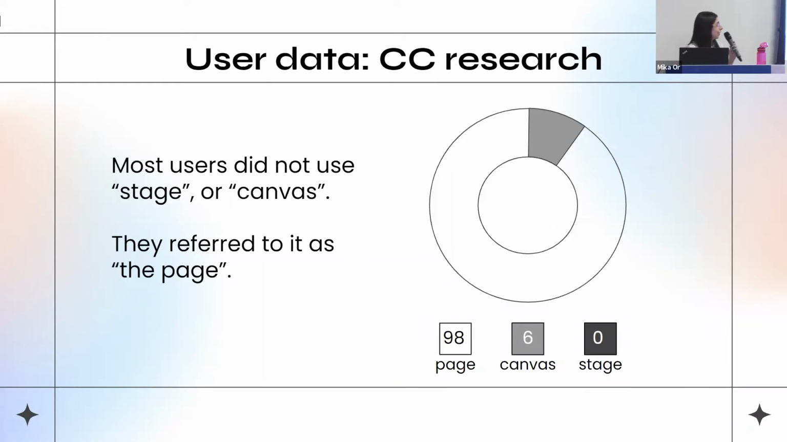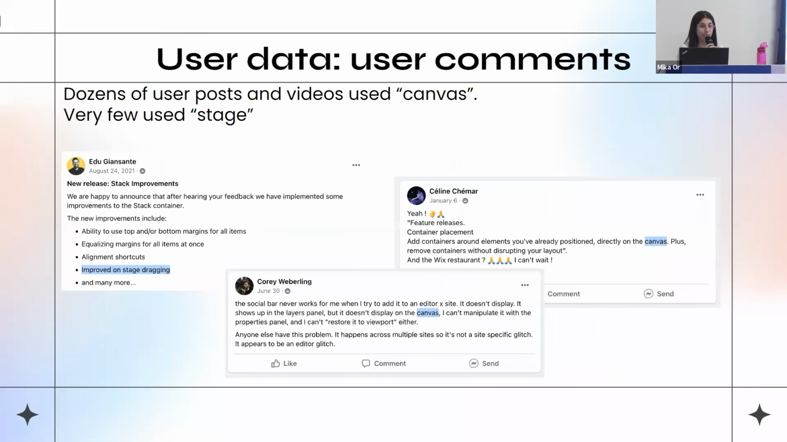So I decided to dig a bit deeper into the user data, and I collected some user comments myself. For that, I went to our social media channels, Facebook, Instagram, Twitter, everything. And then I just collected a lot of posts that users had there, mostly on Facebook. And I saw a lot of posts using Canvas and few that use Stage. Then I combed through the results and realized that most of the posts using Stage were actually Wix employees.